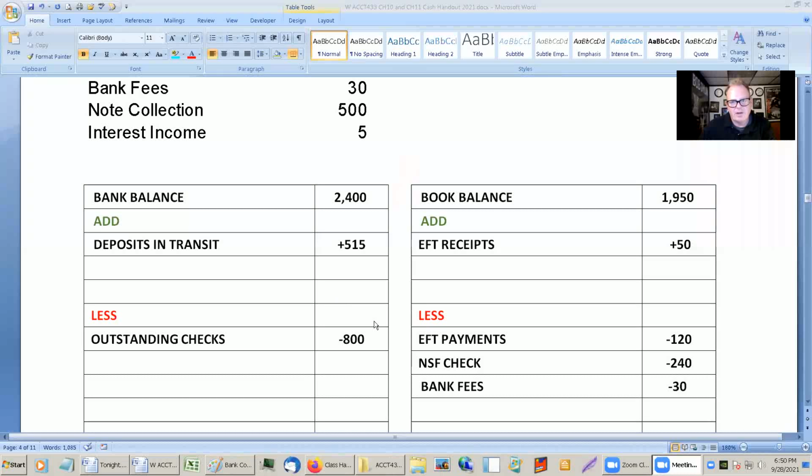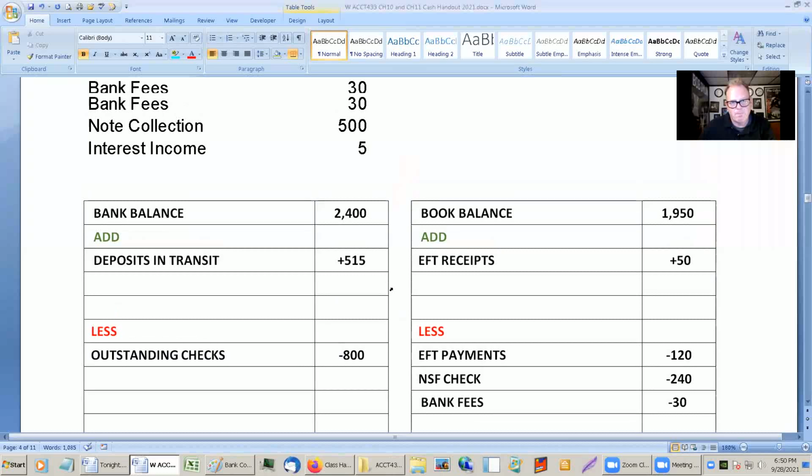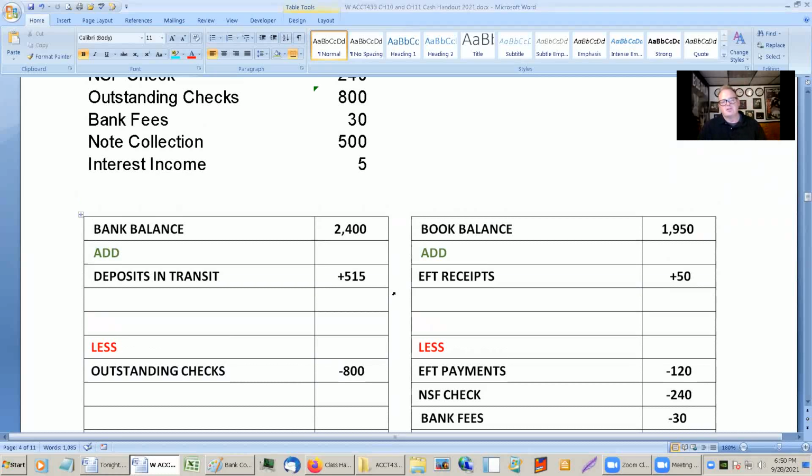So let's get back to this. All right. So there's no collection. You're probably going to find out about it in the bank statement. Now, this is a note that they collected for us. So we add it or subtract it from our side? You added to your books. So we're going to have $500 added to it. Interest income. Probably find out about it on the bank statement. They'll do the calculations and they'll say, here's your interest income.